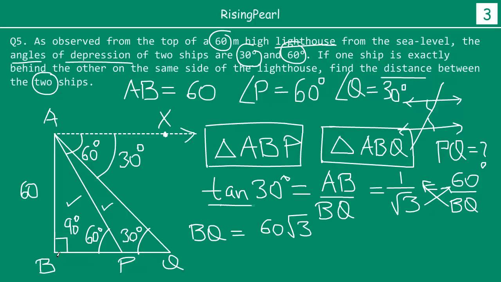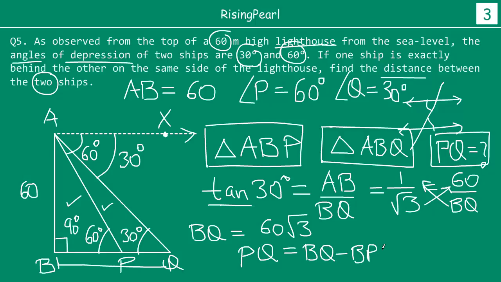So the whole length from here all the way till here is 60 times square root 3, and BP is 20 times square root 3. So PQ, which is what we wanted to find out, the distance between the two ships, is BQ minus BP, which is BQ is 60 square root 3 minus 20 square root 3. So this will be equal to 40 square root 3, this many meters.